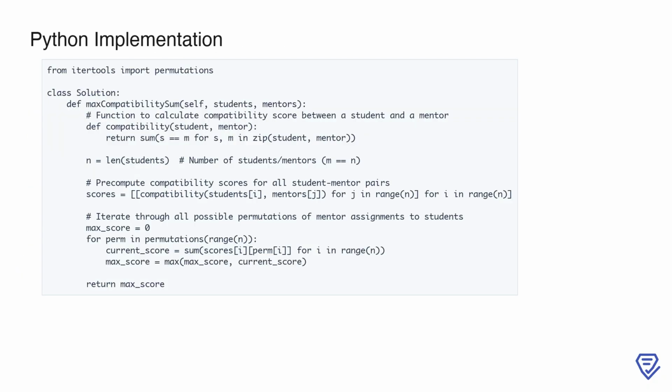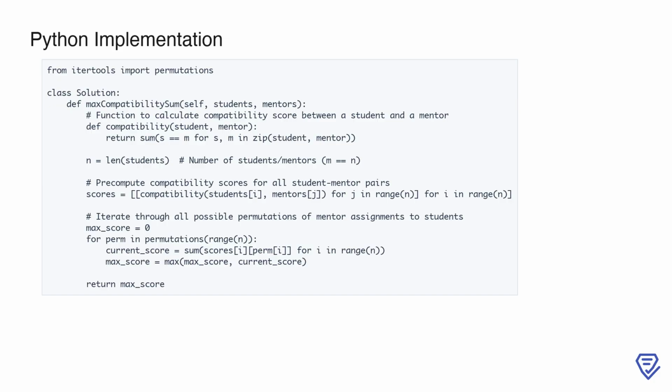This code solves the LeetCode problem number 1947, Maximum Compatibility Score Sum, using a brute force approach with permutations. The goal is to maximize the total compatibility score by pairing students with mentors optimally. First, the compatibility function calculates the compatibility score between a student and a mentor by counting the number of matching answers in their binary arrays. This is done using the zip function and a generator expression to compare corresponding elements.